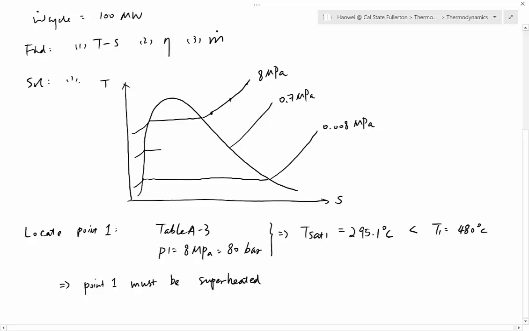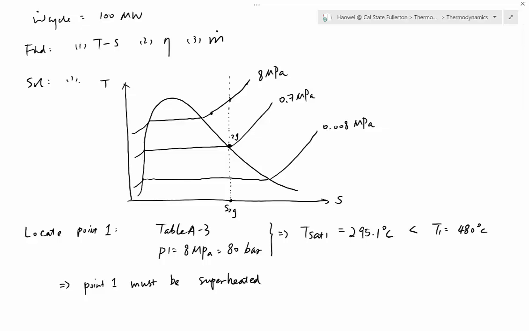Okay, how did we find a reference line? We choose this G point, and this point we call point 2G, and we draw a vertical line across this point as a reference line. The x coordinate of this point is S2G. And then what we do is to find S1 and S2G.